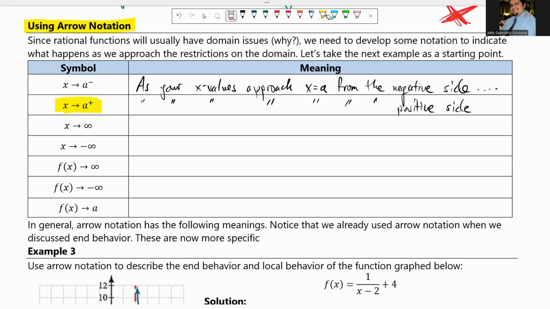Next one. Hopefully this is making sense. You guys see how this nomenclature is sort of working out, right? So this one, x right arrow infinity, right? Okay, this says as your x values get infinitely large, positive. Okay, so let me write it first before I explain it.